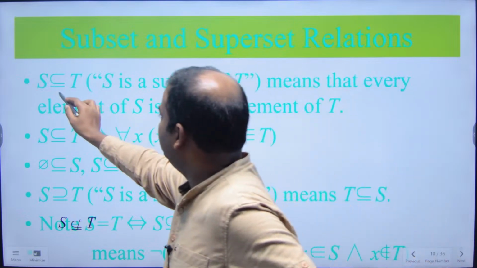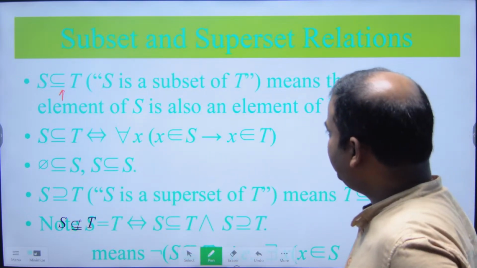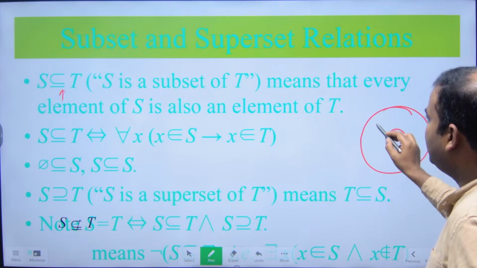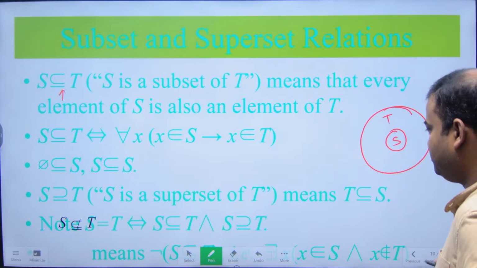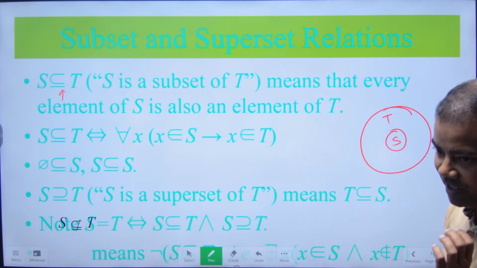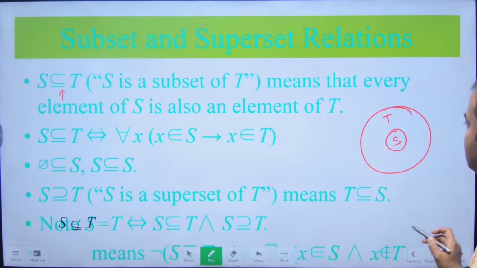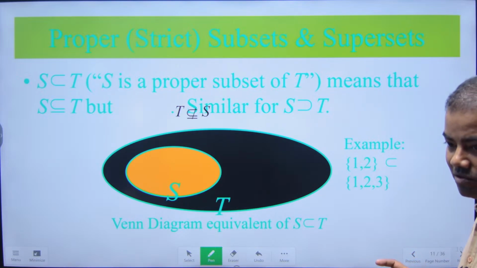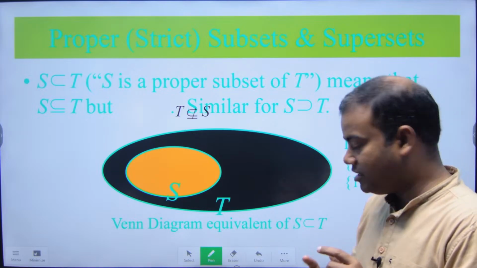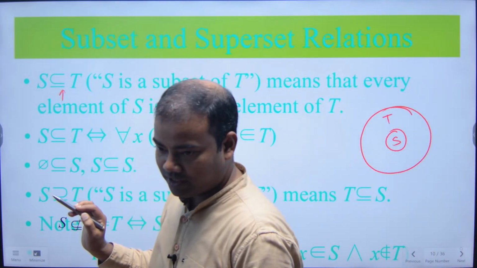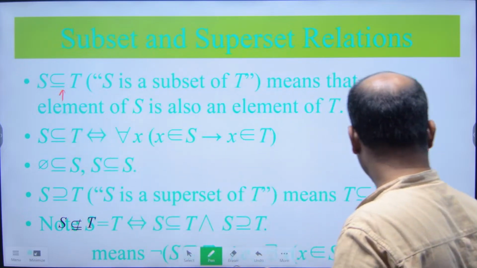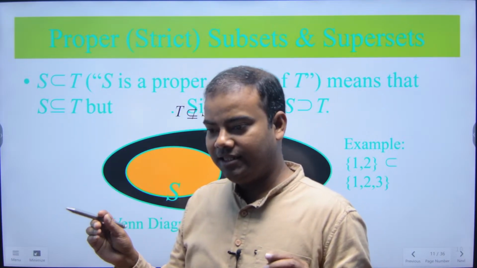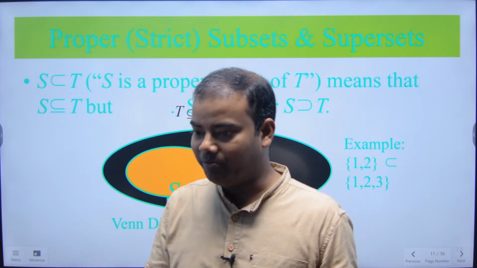Subset and superset notation. This is called a subset. S is a subset of T if all elements of S are present in T. Similarly, superset is the opposite of that. What is a proper subset? A proper subset means a subset, but here the equal-to condition is not there. Proper subset means it cannot be the same. For example, {1, 2, 3, 4} is a set, then {1, 2, 3, 4} is also a subset of that, but {1, 2, 3, 4} is not a proper subset.